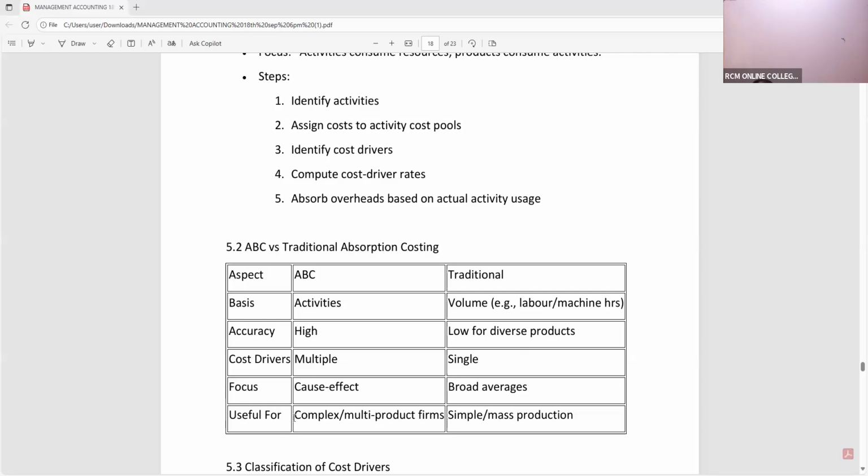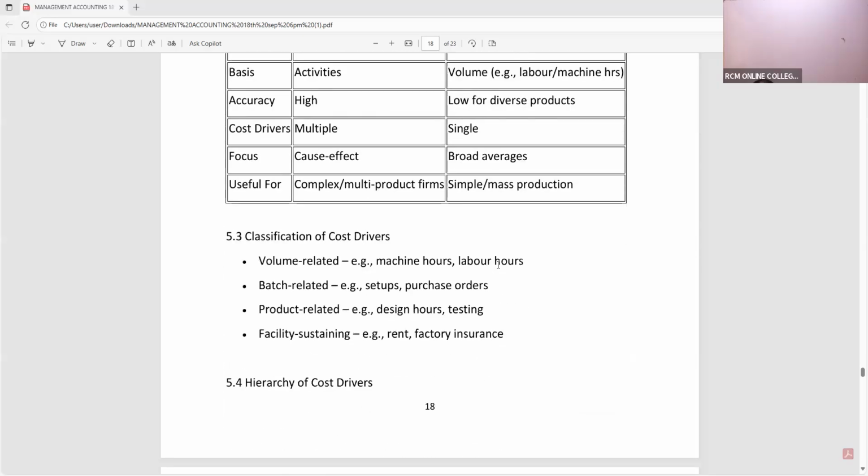This is useful for very complex multi-product firms. If you're making many products, like now at RCM, we have CPA, we have ACCA, ATD, CAMS. If you are an organization with many types of products, then ABC will be the model for you to predict your costs, to do your cost ascertainment. Ladies and gentlemen, if you're producing just one item, like cement, and you're doing mass production, then the traditional method will be very, very helpful.